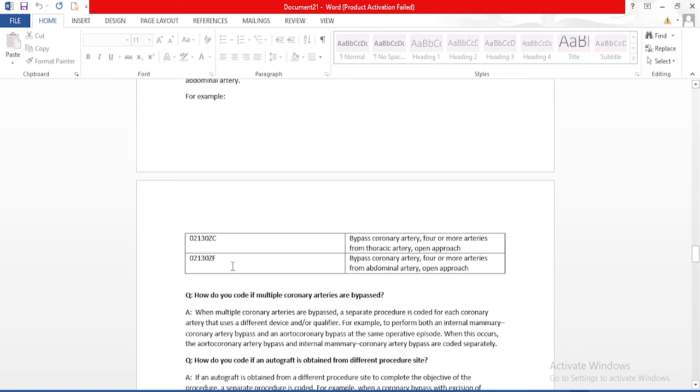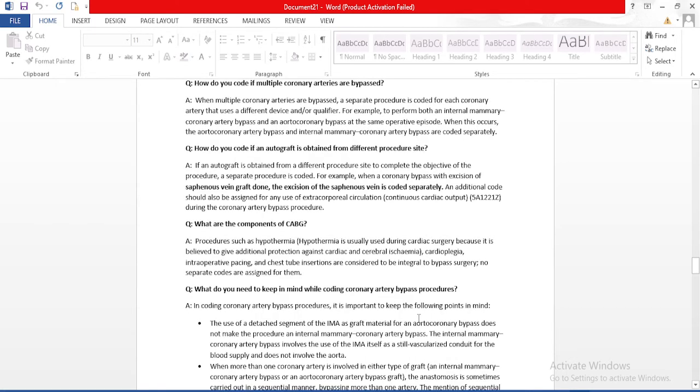So for example, if you take 02130ZC and 02130ZF, the seventh character qualifier is changing. For example, if you take the seventh character qualifier as C, here the physician is using the thoracic artery for CABG. Here in the F series, the physician is using the abdominal artery for the CABG procedure.